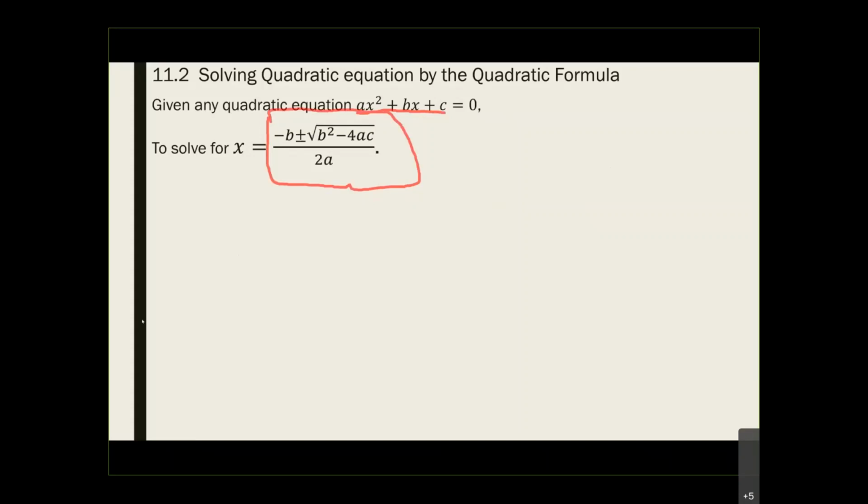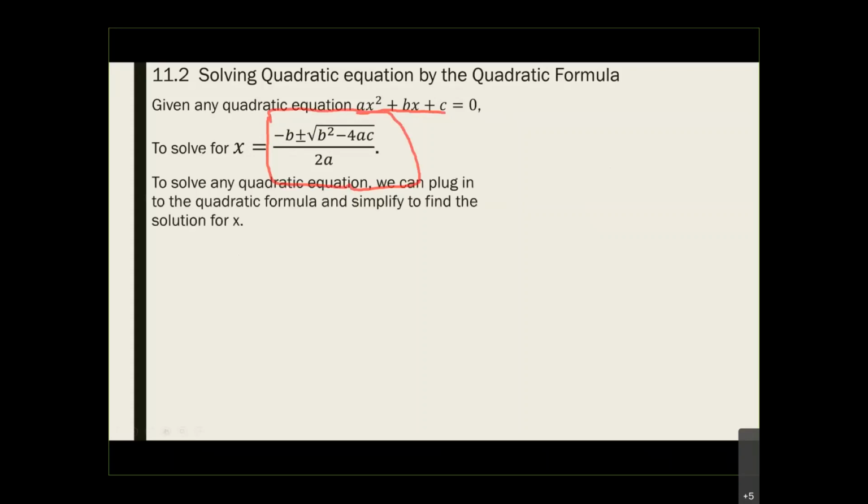Looking at this, hopefully you see that the formula just helps you out, and all you need to do is plug the values in. To solve the quadratic equation, you plug into the quadratic formula, simplify, and solve for x. But before we do that, let's take a look at this item: x squared minus 2x minus 15 equal to 0, right?